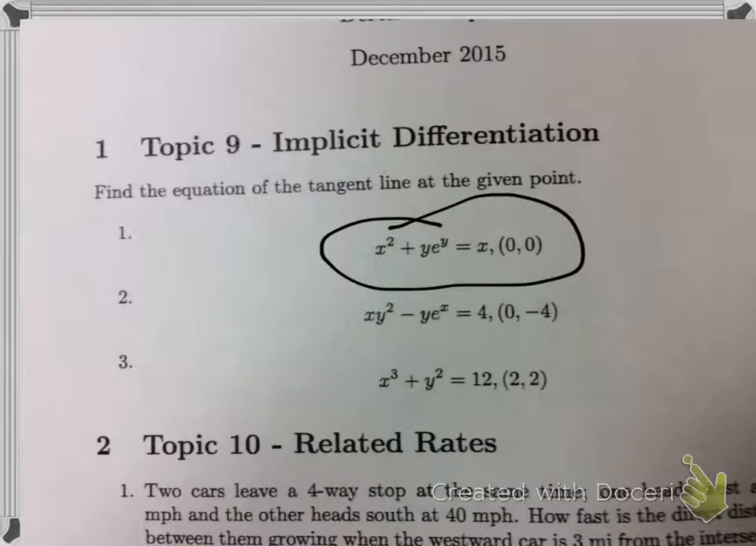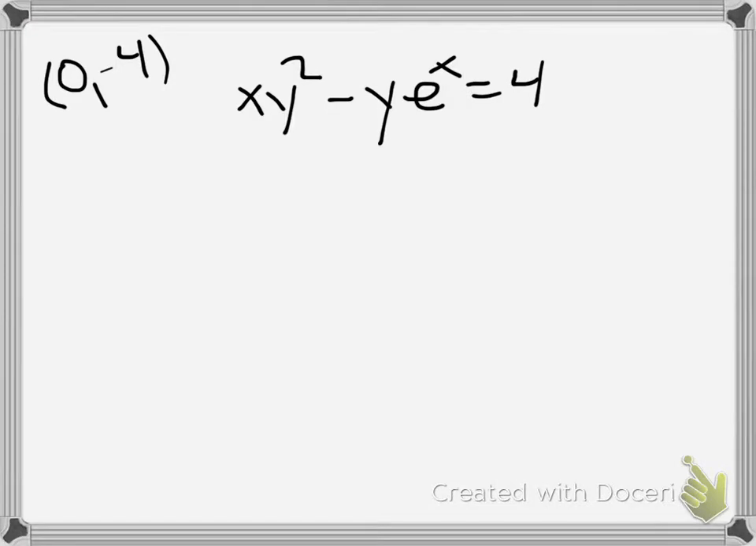Alright, now we're going to go to number 2 here, which is the toughest of the three. The third one is actually the easiest one. This is xy squared minus y e to the x equals 4 at the point 0, minus 4. So let's go ahead and write that on a new slide. Okay, so we've got the equation here, and now I have to do the product rule twice on this side when I take d dx.